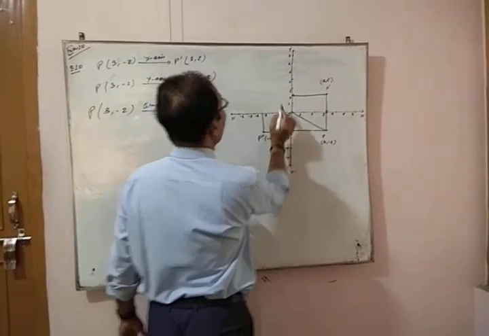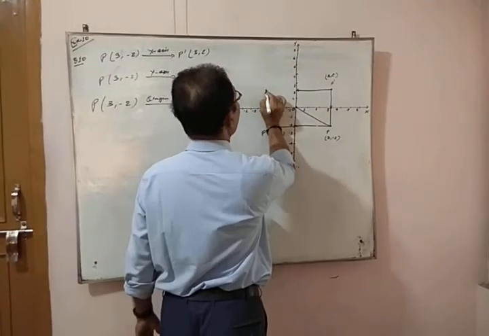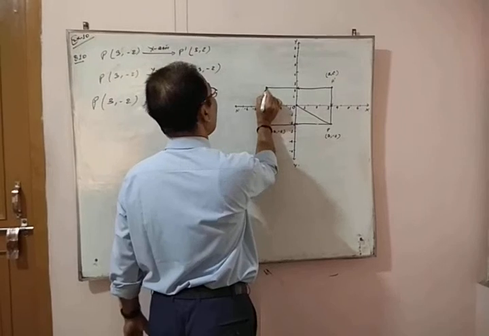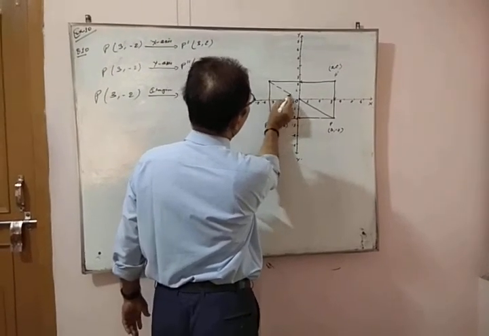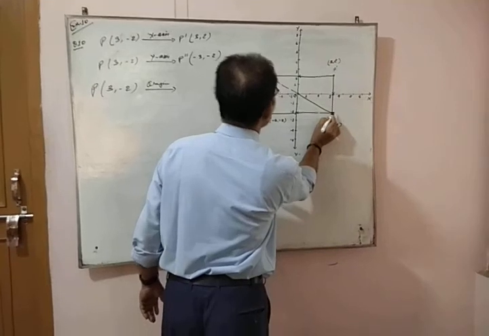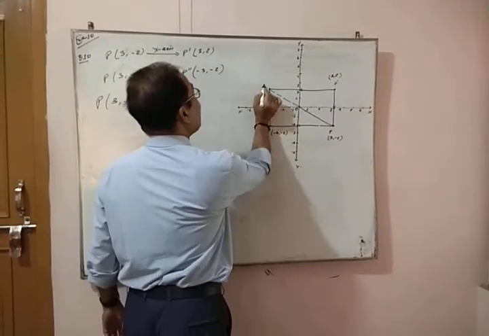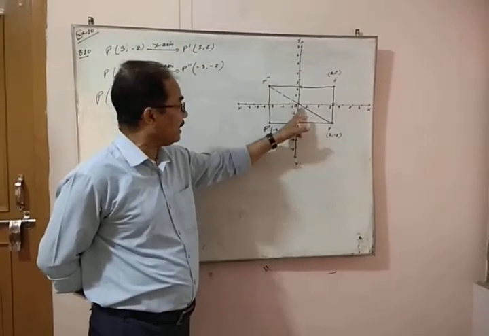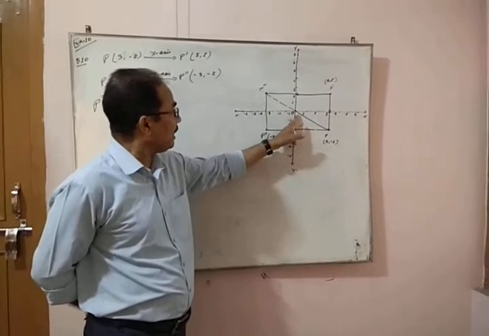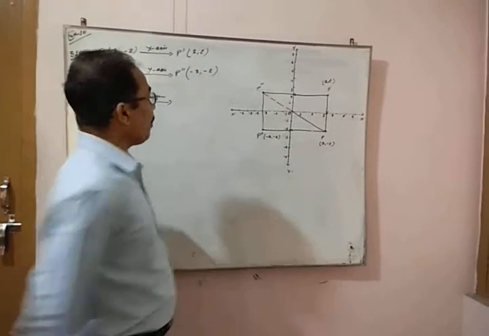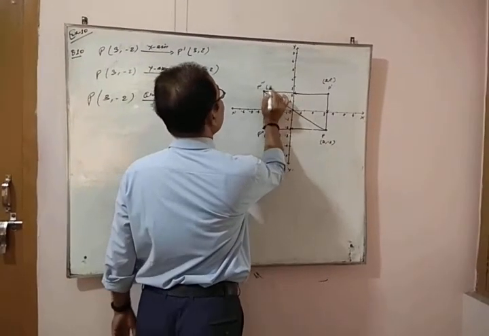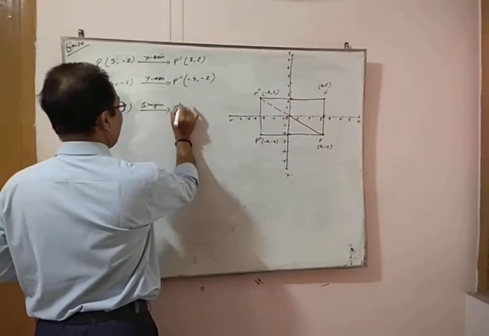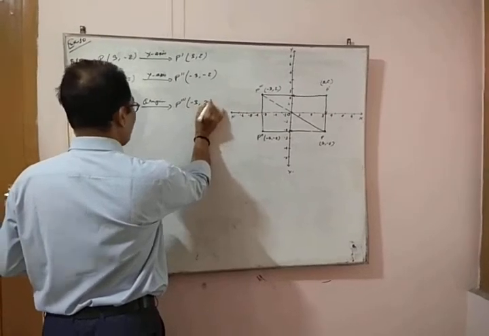And its image will be formed. If this is the point P and P triple dash, and OP is the distance of the point P from the origin, then at the same distance behind, like OP triple dash, its image will be formed and its coordinate will be minus 3, 2. P triple dash is minus 3, 2.